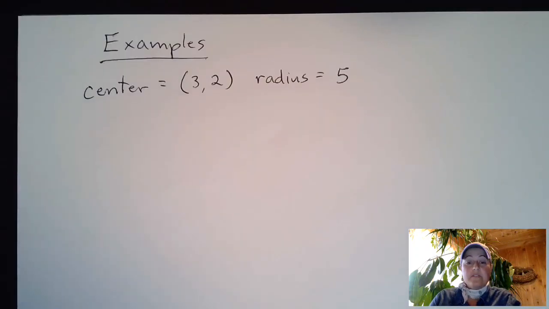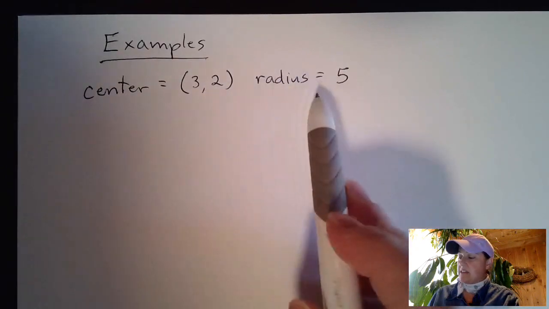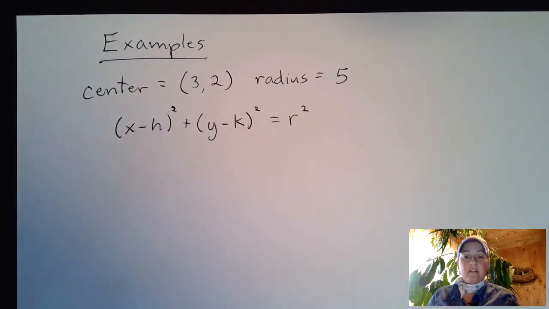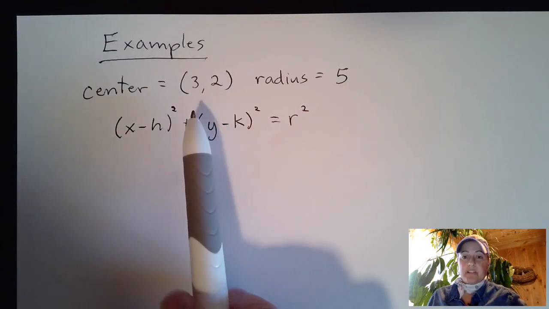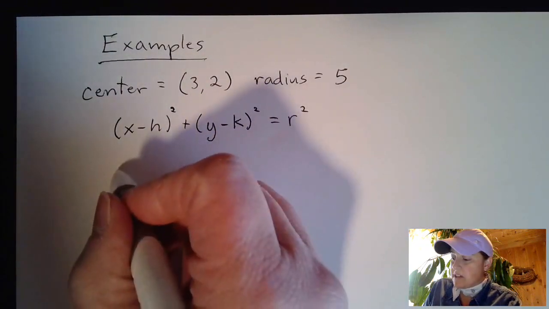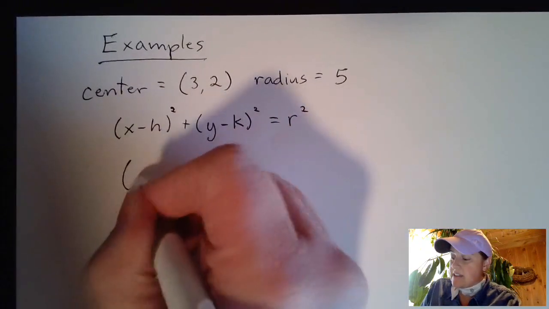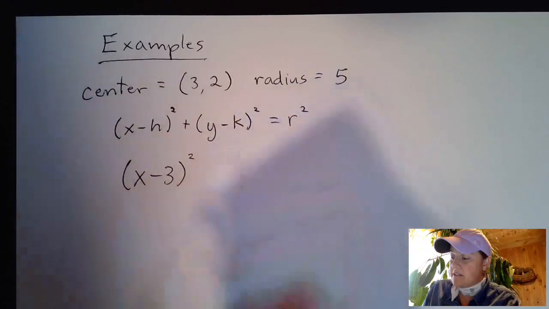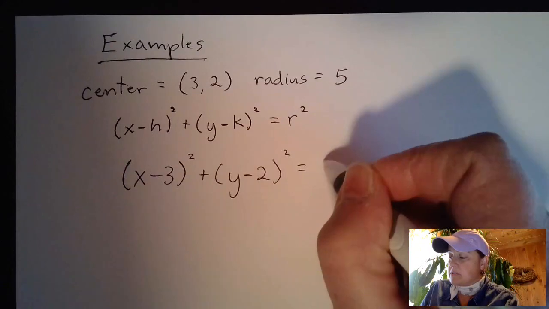All right, so on those last examples, you were given the equation and then we figured out the center and the radius from the equation. But you can go the other way. If I give you the center is (3, 2) and the radius is 5, the equation of the circle, we know that the h and k comes from our center and that r is the radius. So we just have to put those values in. So the equation for the circle that has a center at (3, 2) and a radius of 5 is x minus 3 squared plus the quantity of y minus 2 squared equals 5 squared.